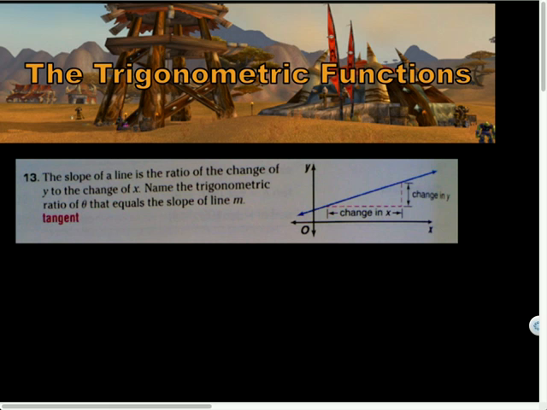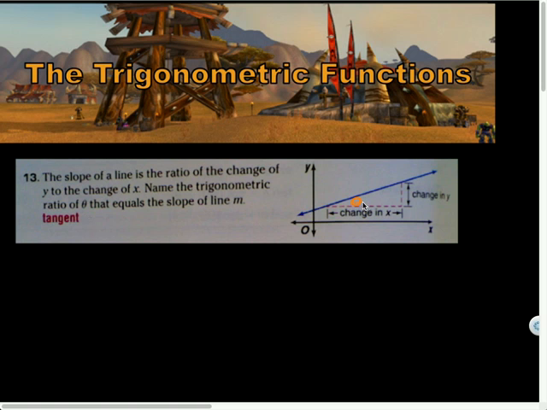We're looking at page 288, problem 13. We're talking about trigonometric ratios. It says the slope of a line is the ratio of the change of y to the change in x, right? Rise over run, perhaps, is how you'd think about that. And it says name the trigonometric ratio of theta that equals the slope.